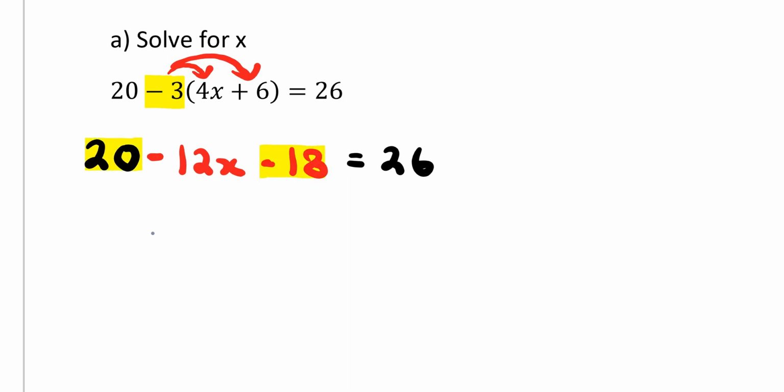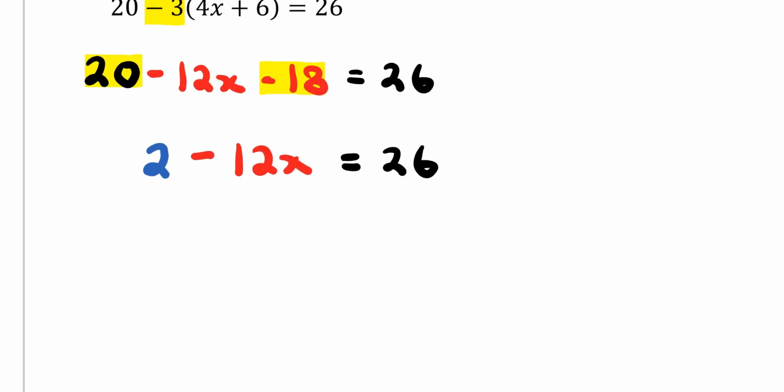So 20 minus 18 is going to be 2, and then I minus the 12x. And that's going to equal 26. Just be careful with the negative signs here. In order to get rid of the positive 2, I can subtract 2 from both sides. So if I subtract 2 from both sides, I get negative 12x on the left-hand side, and on the right-hand side, I get 26 minus 2, which is going to be 24.